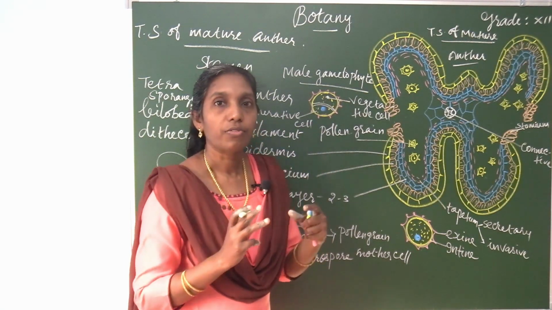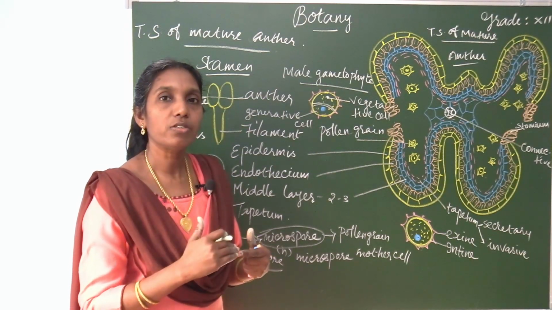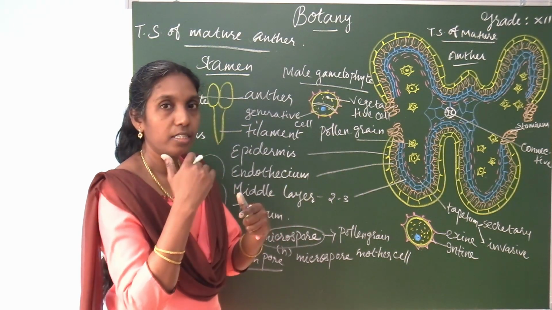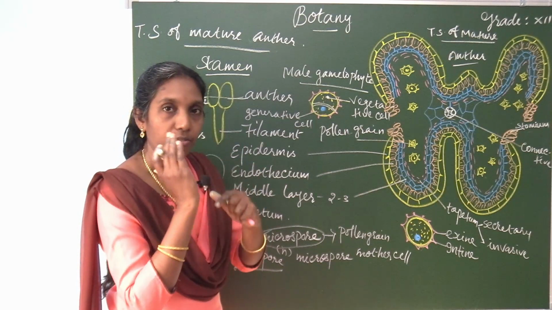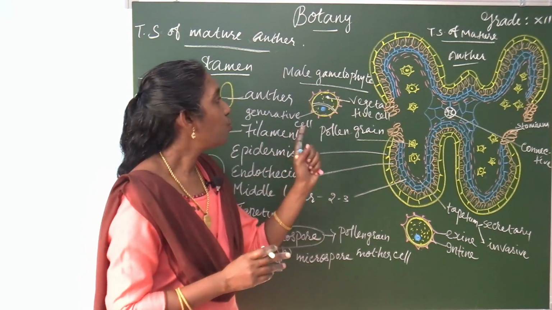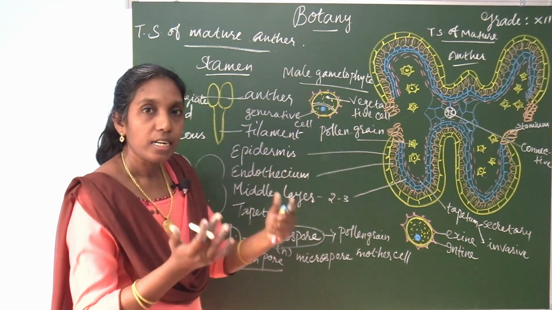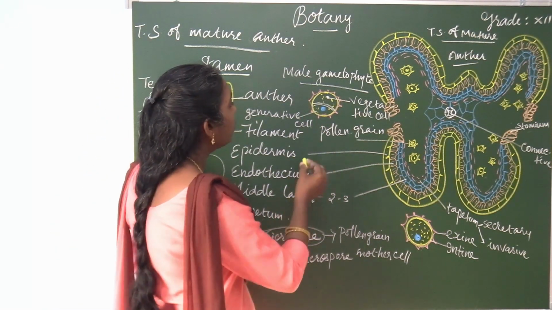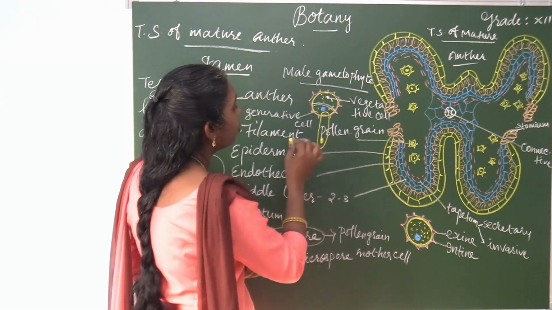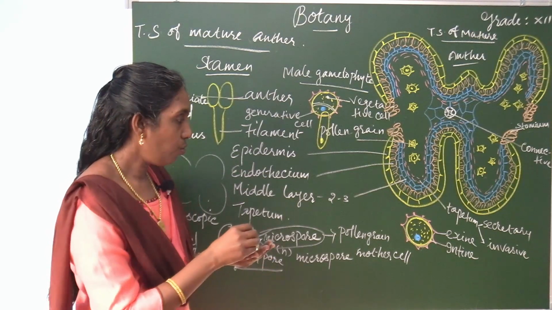In the two-celled stage of the microspore or pollen grain, there are a vegetative cell and a generative cell. If the vegetative and generative cells are present in the pollen grain, it is named the two-celled stage. The next division takes place in the generative cell. The generative cell divides again, producing a tube nucleus and two male gametes.